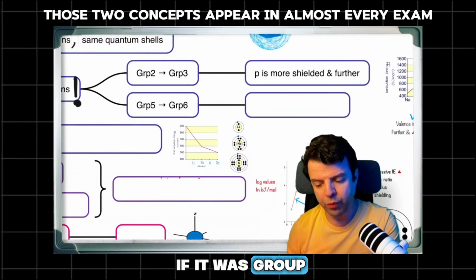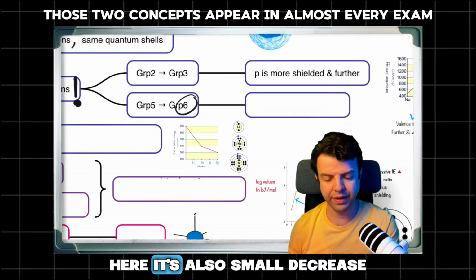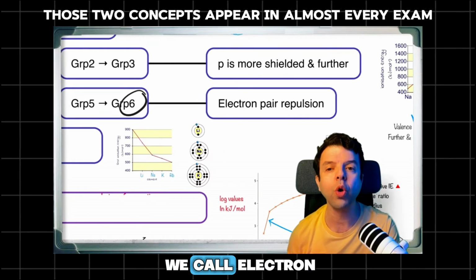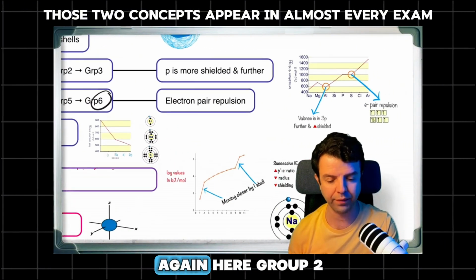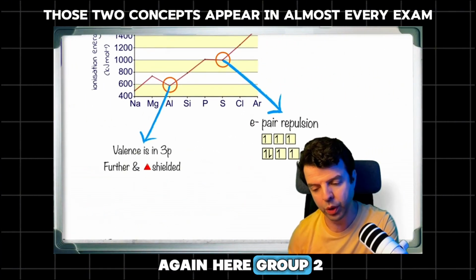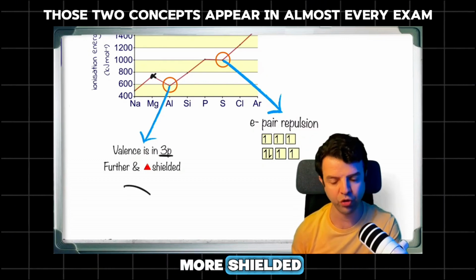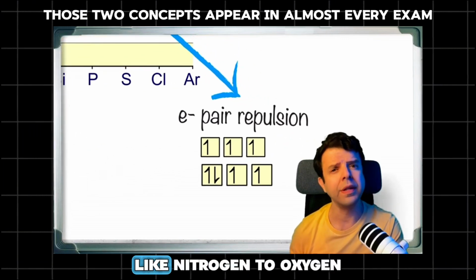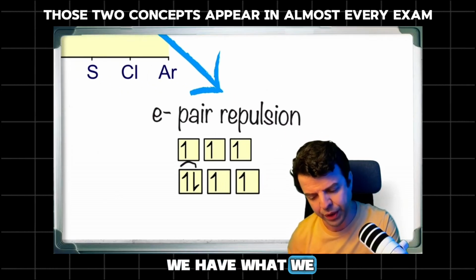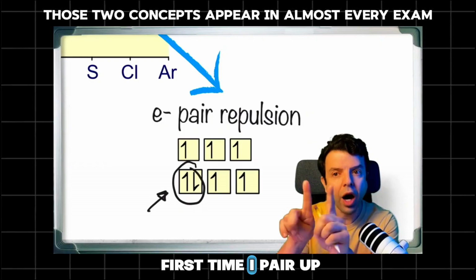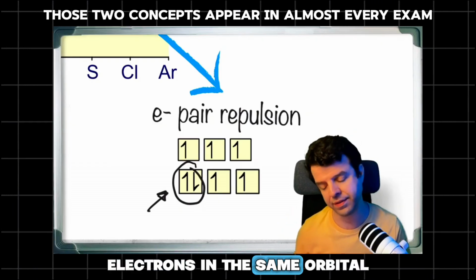What if it was group 5 to 6? Here it's also a small decrease because we have what we call electron pair repulsion. So once again, group 2 to 3, we have the p orbital being further and more shielded. Group 5 to 6, like nitrogen to oxygen, we have electron pair repulsion. It is the first time I pair up electrons in the same orbital.